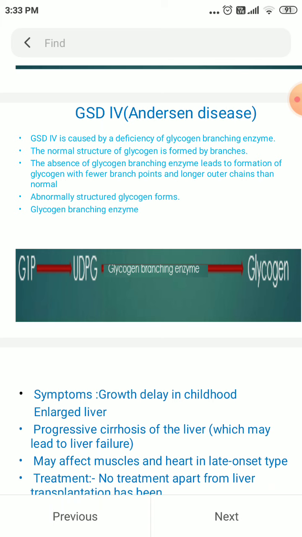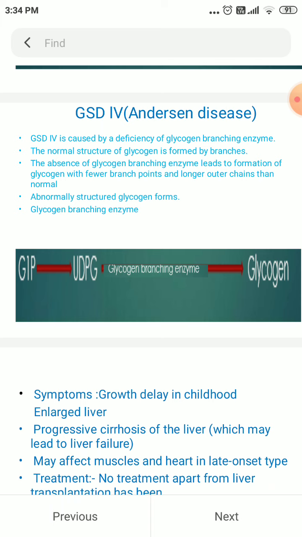So here what is going to happen? The normal structure of glycogen is formed mainly by branching, with the help of the branching enzyme. We have already understood that the branch is created with an alpha 1,6 linkage, which is linked further with a few residues of glucose by alpha 1,4 linkage. But the absence of the glycogen branching enzyme leads to the formation of glycogen with fewer branch points and longer outer chains than the normal one.